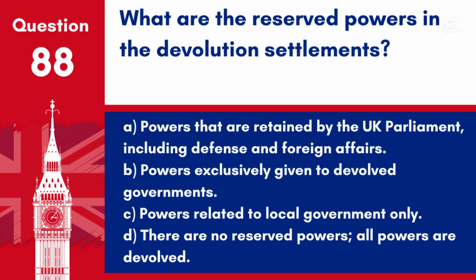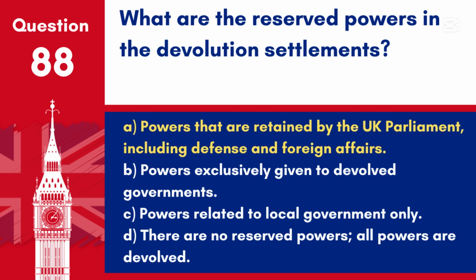Question 88. What are the reserved powers in the devolution settlements? A. Powers that are retained by the UK Parliament, including defence and foreign affairs. B. Powers exclusively given to devolved governments. C. Powers related to local government only. D. There are no reserved powers. All powers are devolved.